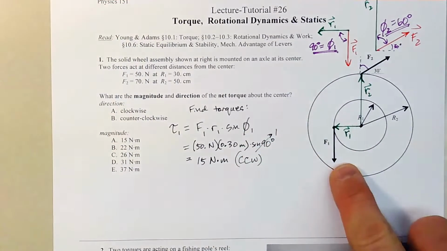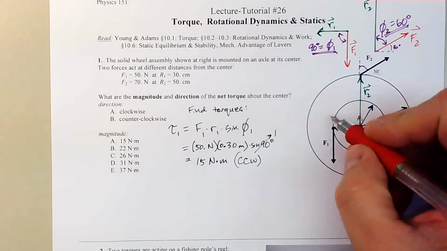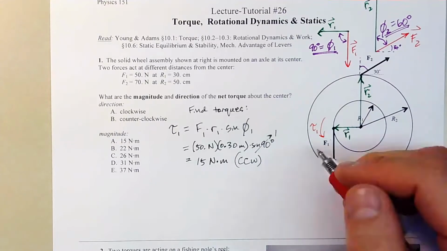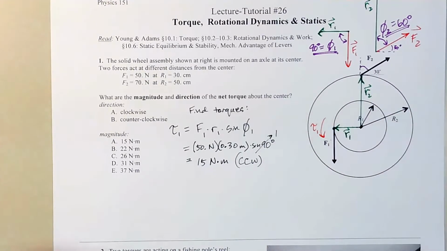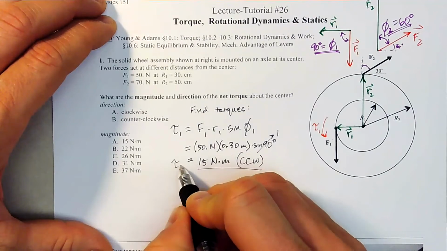Because all by itself, if I ignore force 2, force 1 right here is attempting to rotate the wheel in the counterclockwise direction. Okay. Now let's calculate torque 2.